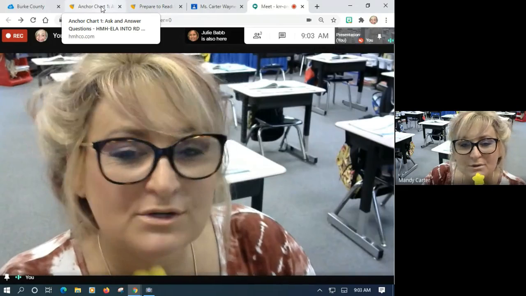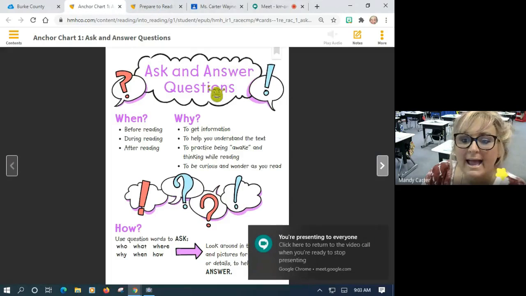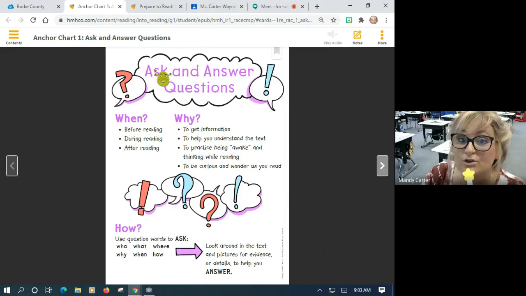But before we do, let's look at this anchor chart. Before, after, and while you're reading a story, you should ask and answer questions. Why? You may be thinking, well, to get information, to help you understand the text, and to practice being awake and thinking while reading, to be curious and wonder as you read.